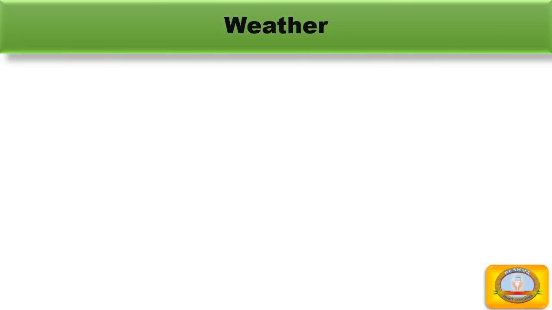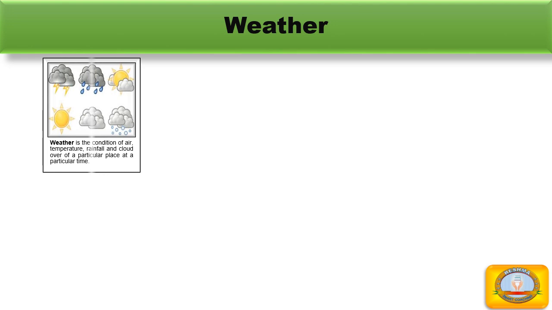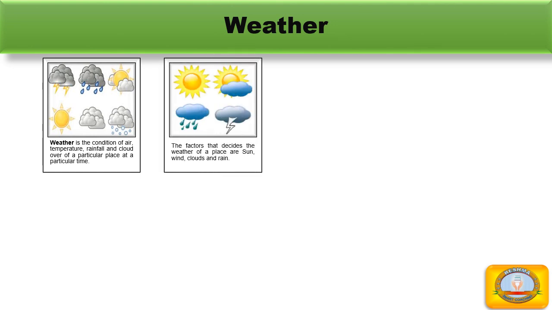Weather. Weather is the condition of air temperature, rainfall and cloud cover of a particular place at a particular time. Weather can change every day or even within a day. The factors that decide the weather of a place are the sun, wind, clouds and rain.